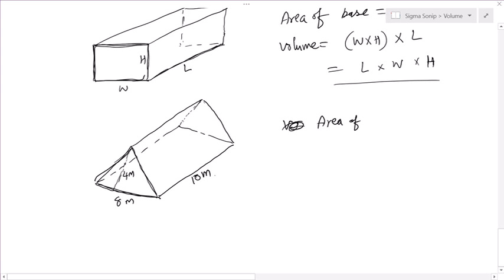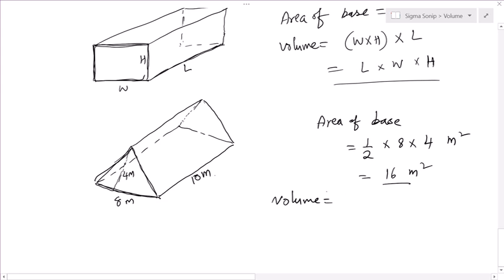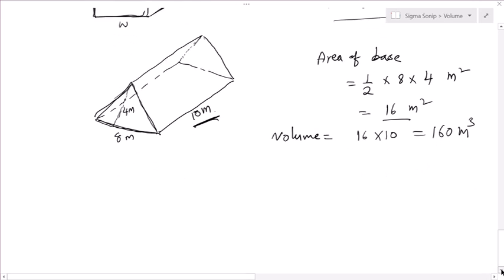Okay, let's first find the area of the base. Area of base is basically this triangle, so area of this triangle is half base times height. That's the area of a triangle. So basically that gives you 16 meters square, and then volume is equal to area of base times length. So area of base is this, length is 10, so 16 times 10 is equal to 160 meter cube. Very simple.